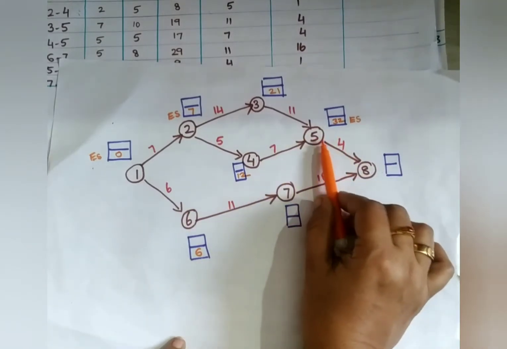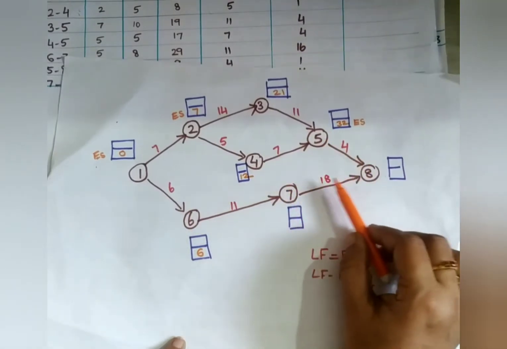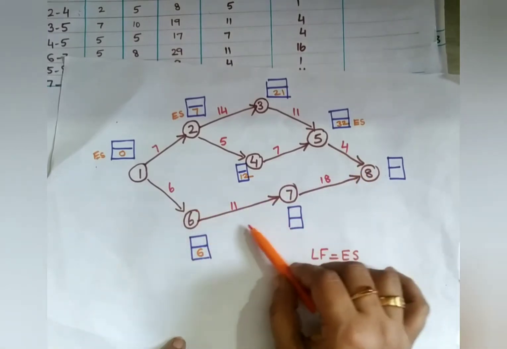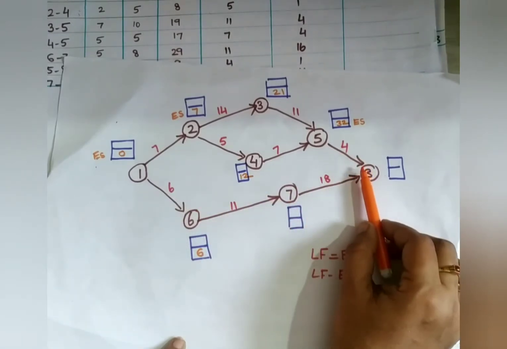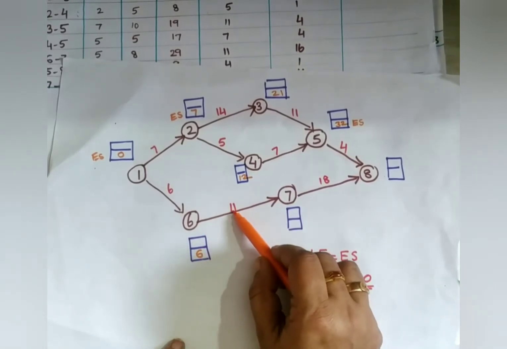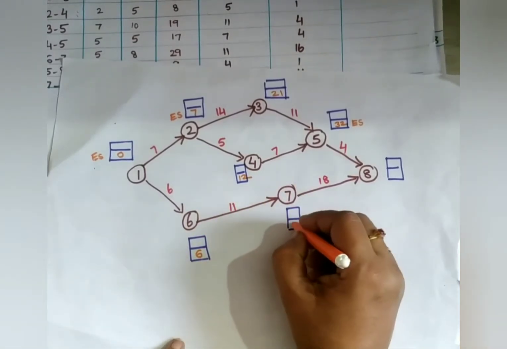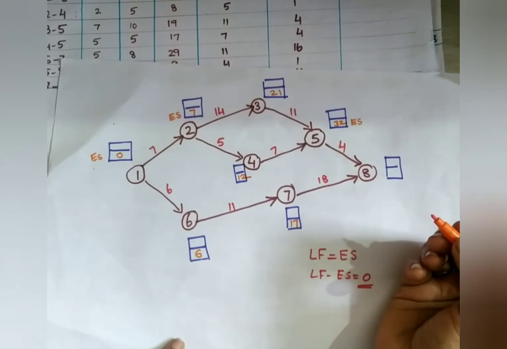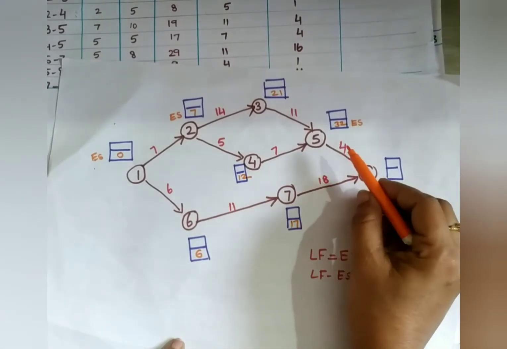Now I can't go for 5 to 8, because see here one more path is there. So I have to fill this also, then only I can do this. So come here. It is 6 plus 11, 6 plus 11 it is 17. Here no need of any confusion. 17. Okay, and here the situation will come again.